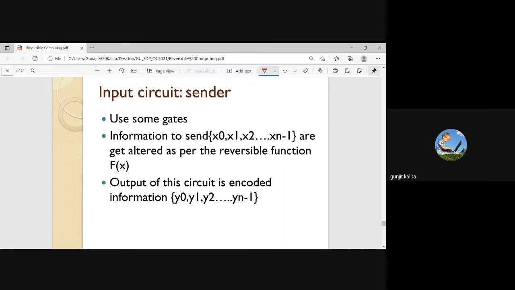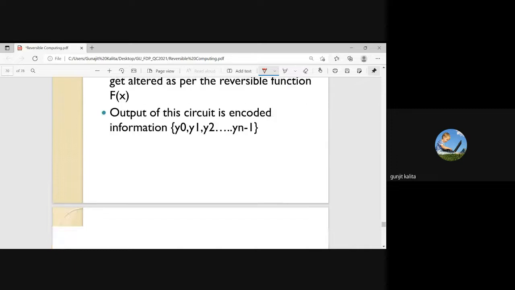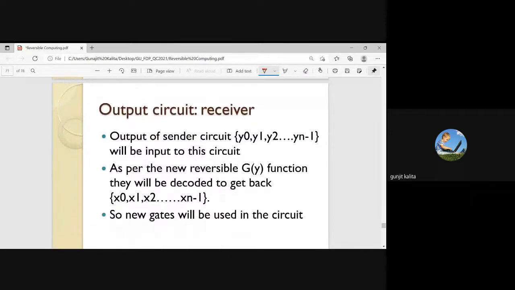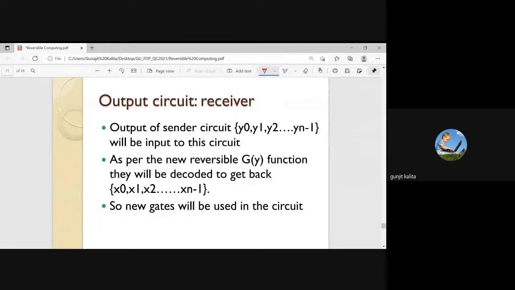And this will be permuted or changed using a reversible function, say f(x). Once you implement that reversible function, you request some circuit or gate to radiate, and you get some output, right? That will be your encoded information in the form of Y0, Y1, Y2, like that, with the same number of bits. The receiver circuit takes the sender output Y0, Y1 as input, and it will be a new circuit or a new function, z(y), on this particular input.